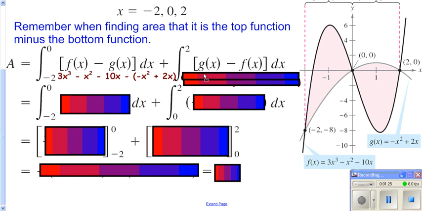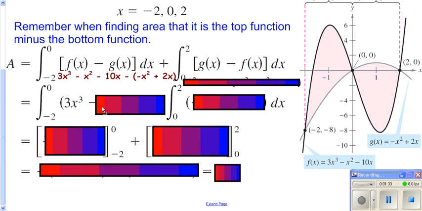Cubic function minus your quadratic, which you'll see does simplify down a little bit. Once again, your x squareds drop.